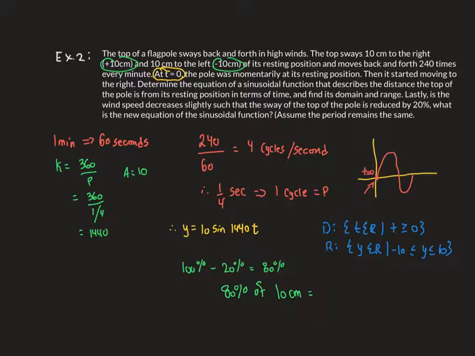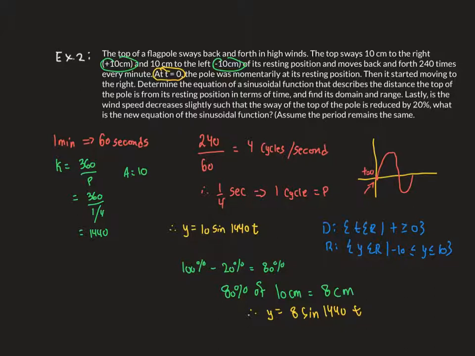Remember, you would take the 10, you'd multiply it by 0.8. That should give you 8 centimeters. So your new function would be 8 sine 1440t. And that's the end of this example.